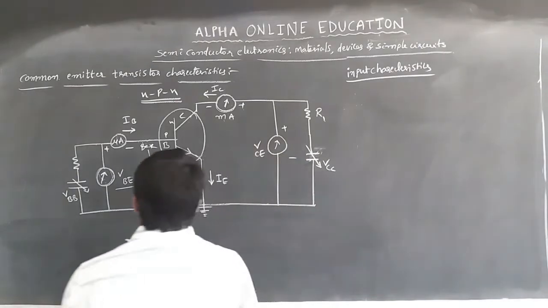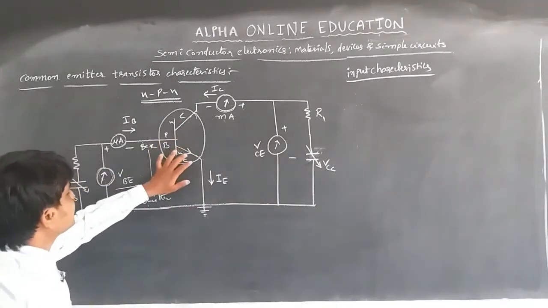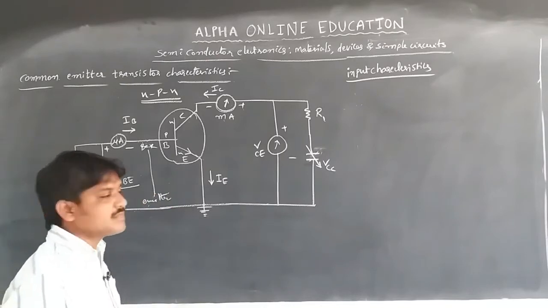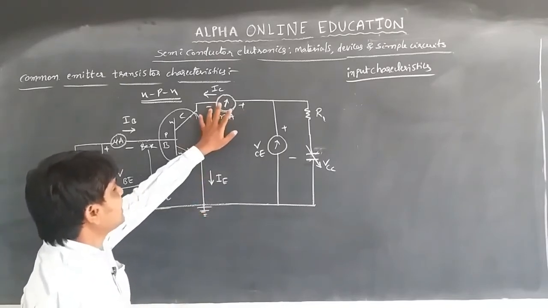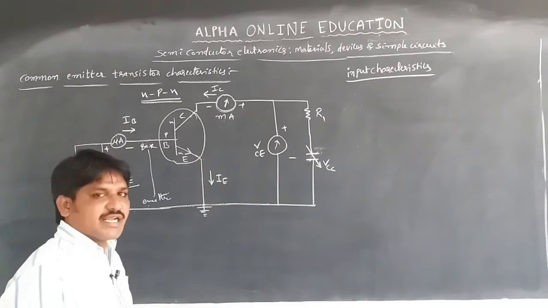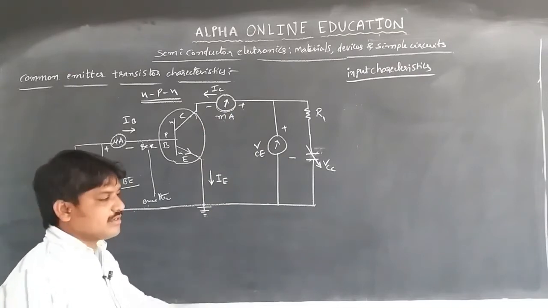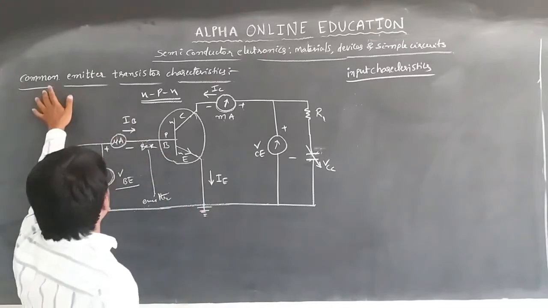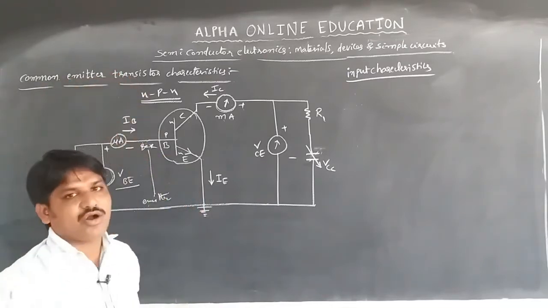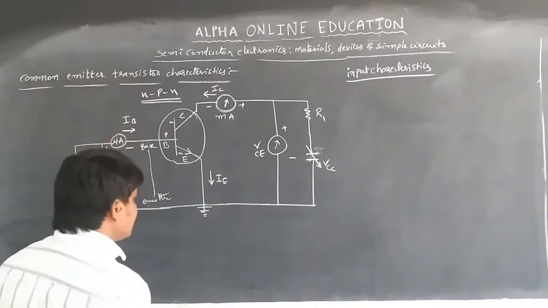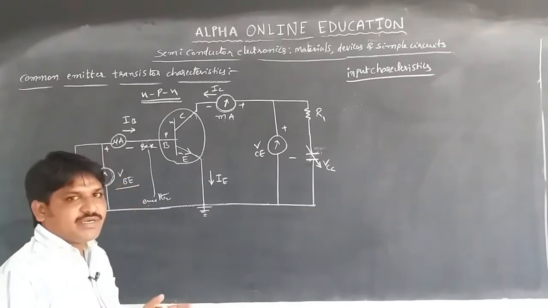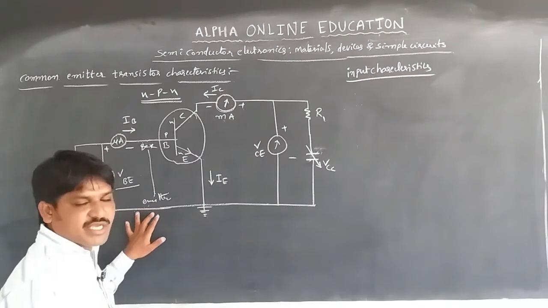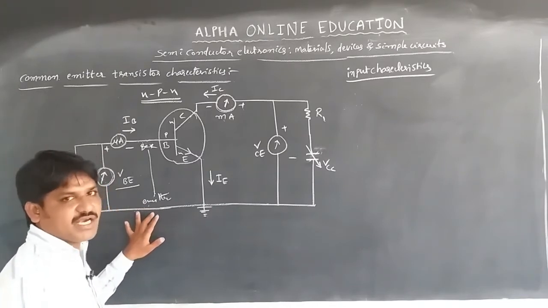In the NPN transistor, the base emitter junction must be forward biased and the collector emitter junction must be reverse biased. Then only can we activate the transistor. This is a common emitter transistor. In the transistor, to activate it, the base emitter junction is forward biased.